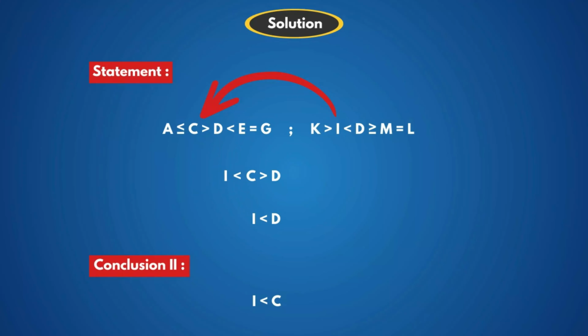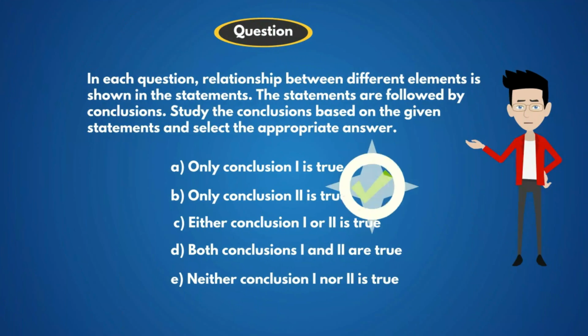But in the conclusion, they are asking the relation I to C. So we can write this I less than D less than C. Here we can observe that from I to C, we have this less than combination. So here we can directly write I less than C. So this type of conclusion is true. So the answer is B. Only conclusion 2 is true.